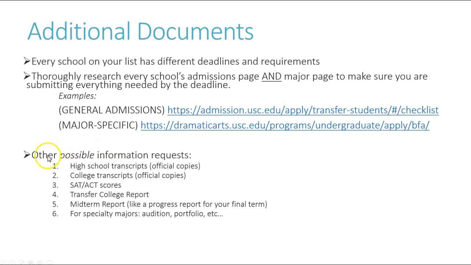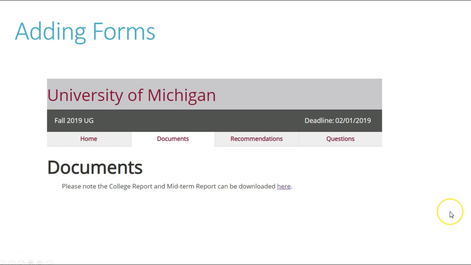I've already mentioned these other possible information requests, that official high school or college transcripts, scores. You might also see something called the Transfer College Report. This is not uncommon. Many schools do ask for it, and it's an opportunity for them to receive official information from someone who can answer around your academic history and disciplinary history at the community college.